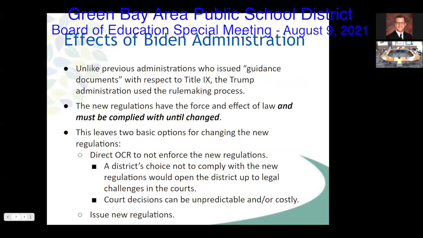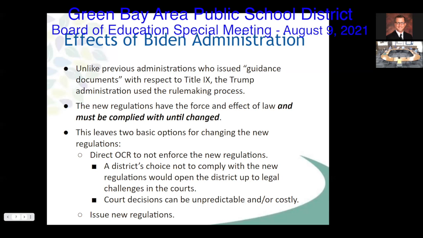In other words, as much as some would like, these new regulations will not simply disappear, and there is no option but to comply with the regulations until any changes in the regulations are made or new regulations are issued. There are really two options then in which the Biden administration can effectuate change. One is to direct the agency in charge, which is the US Department of Education's Office for Civil Rights, which most people refer to as OCR, to tell them not to enforce the rules. The second option is to issue its own rule. Both of these are going to come with challenges.